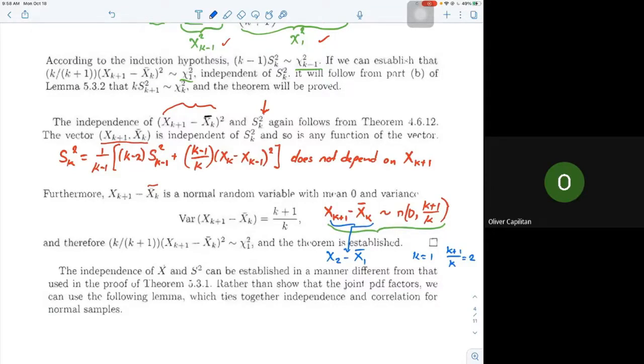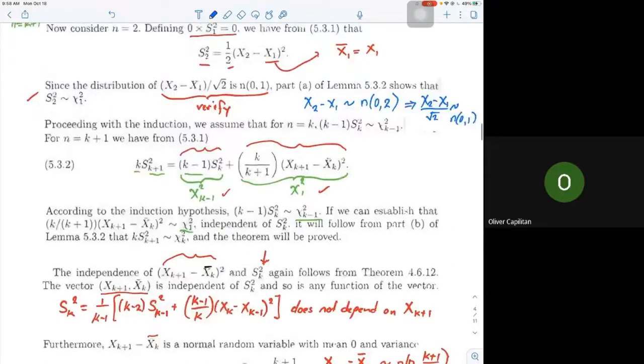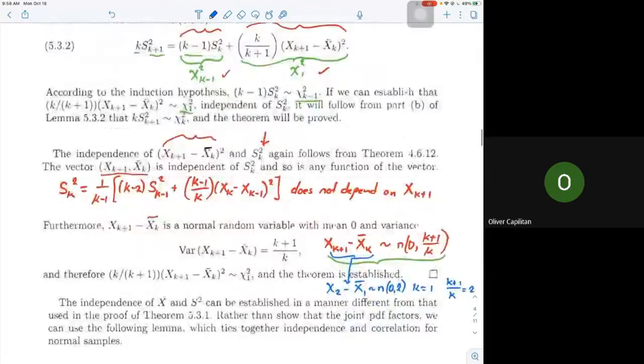So we have a normal distribution with mean 0 and variance 2. That's the one above, no? If you want to prove this fact, you can apply the principle of mathematical induction for that. Okay, so we're done with proving the third property of Theorem 5.3.1.